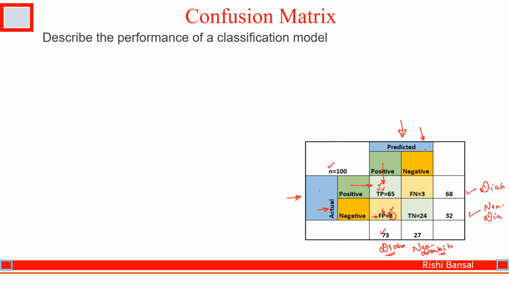You predicted that 27 people do not have diabetes. But what happened? Out of 27, only 24 people you predicted correctly. You said they are not diabetic, and out of 27, 24 are not diabetic, but 3 are diabetic. Means you predicted negative, but it is false. This is called false negative. You predicted wrongly. And for 24, it is called true negative because you predicted negative and it is true. These 4 terms are clear to everyone?